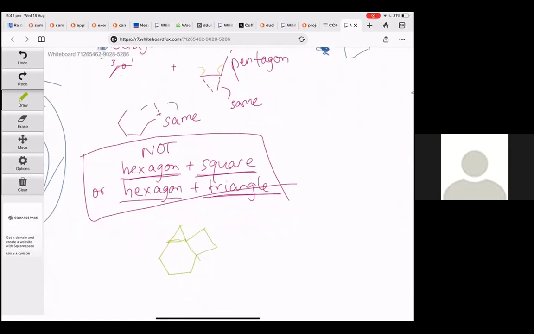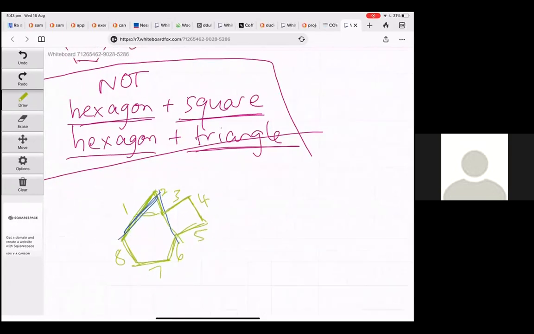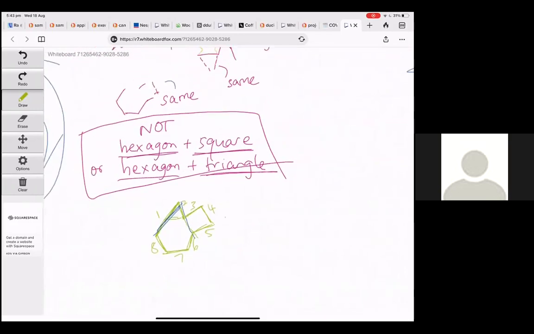Okay, let's check how many sides this has. So this is straight, right? So that's just one side. This is the second, 3, 4, 5, 6, 7, 8. Oh, yay. So this is an octagon.